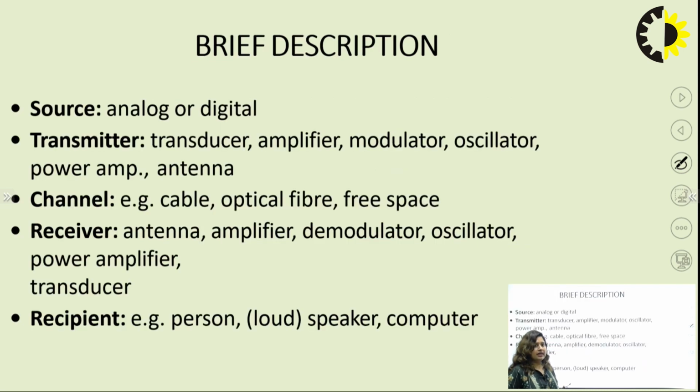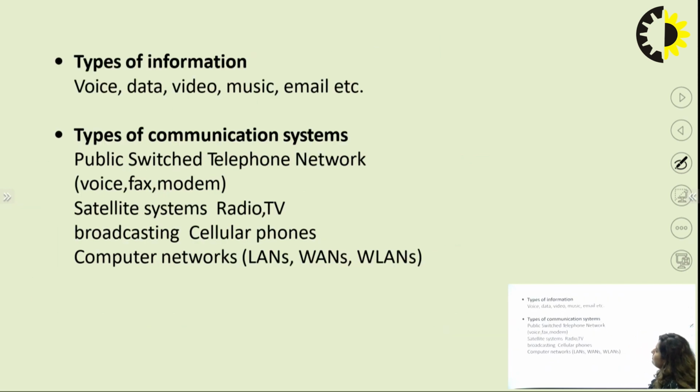So next we can discuss briefly all these blocks. The first one is the source block, which can be analog or digital. The transmitter can be any type of transducer, amplifier, modulator or oscillator, or power amplifier or antenna. A channel, which I have already discussed, is coaxial cable, optical fiber or free space. A receiver can be an antenna, amplifier, demodulator or oscillator, or a power amplifier or a transducer again. And the recipient is basically a loudspeaker or a person or a computer, where we receive all these signals. The next type of information is voice, data, video, music, email, etc.